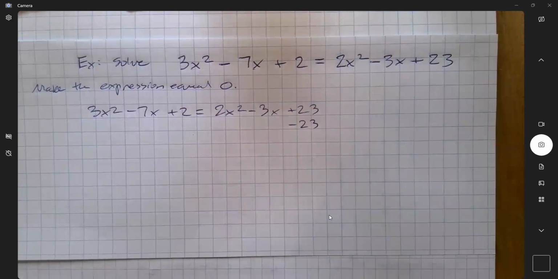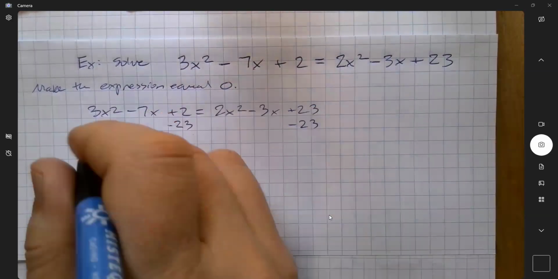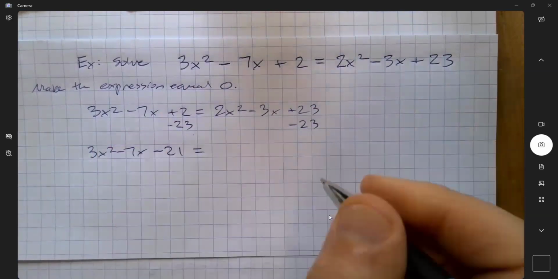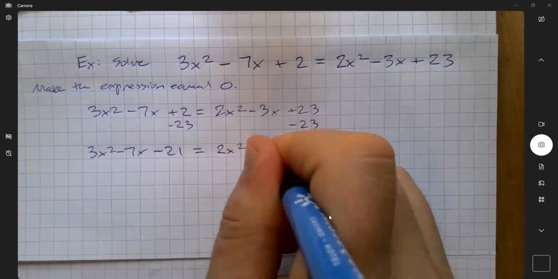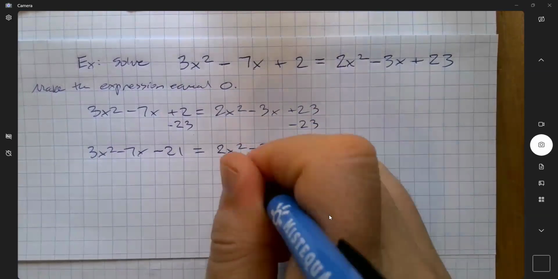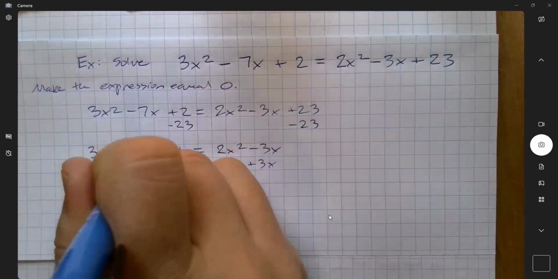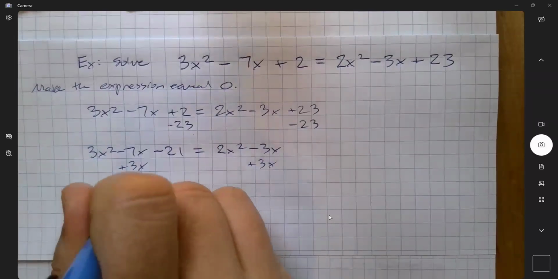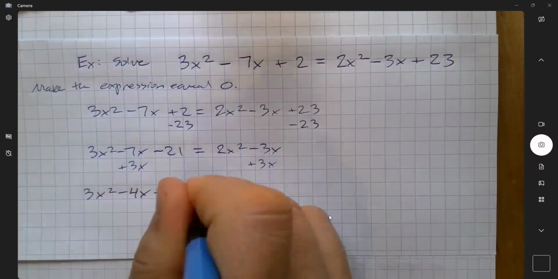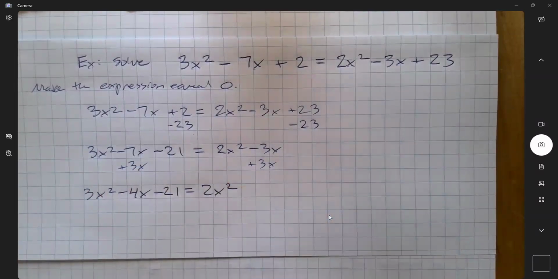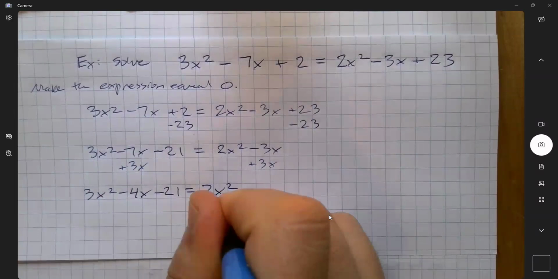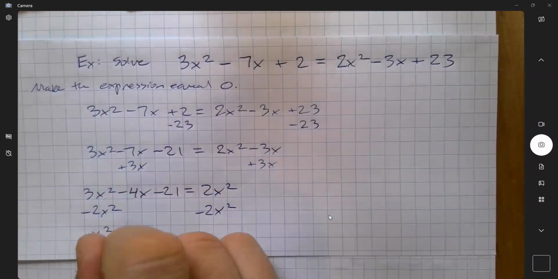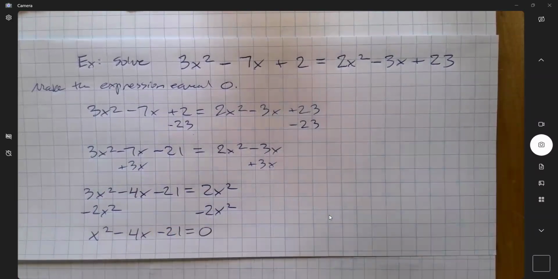Let's get the 23 over first. And I have 3x squared minus 7x minus 21 equals 2x squared minus 3x. Let's get that negative 3x canceled out. And so I have 3x squared minus 4x minus 21 equals 2x squared. I'm almost done. Let's get the 2x squared over here. And I end up with x squared minus 4x minus 21 equals 0.